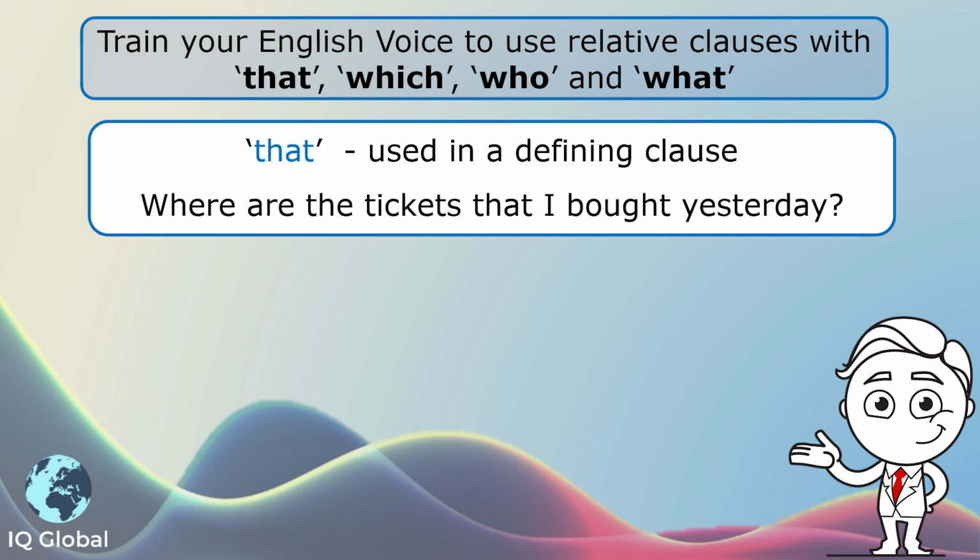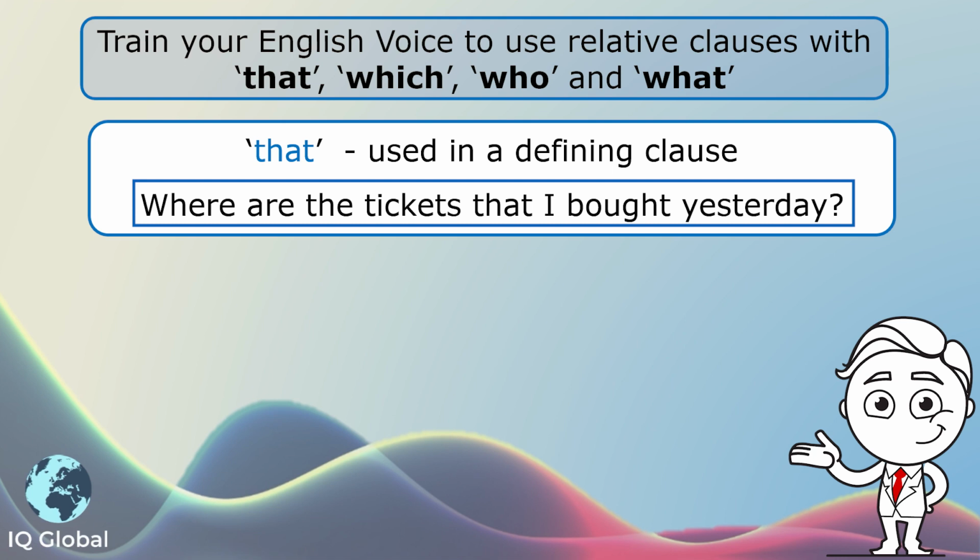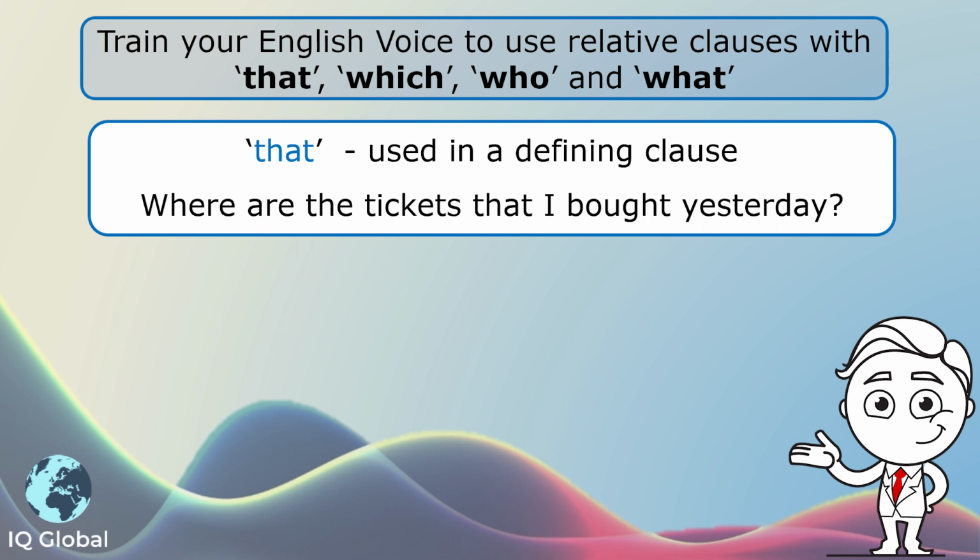Have a look at the word that. That is used in a defining clause. Have a look at the sentence example. Where are the tickets that I bought yesterday? That is used in a defining clause which gives more information about the tickets. Now we know that I bought the tickets yesterday.